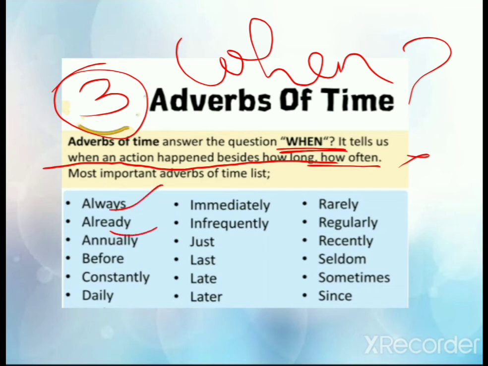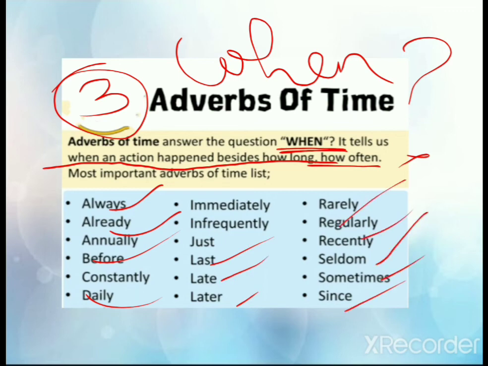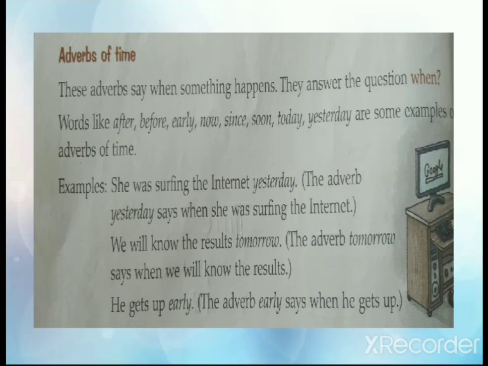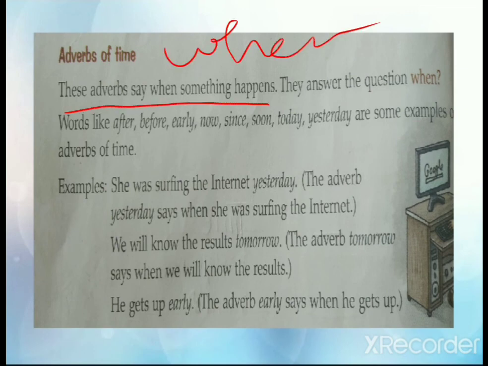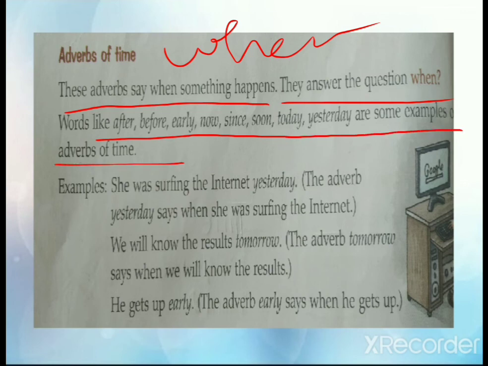See, always, already, before, daily, last, late, later, rarely, regularly, seldom, sometimes. So if you say, I always visit Baroda. Visit is the action, right? Always becomes over here the adverb of time. Okay, so let us see with some examples. These adverbs say when an action happens. They answer the question when. Words like after, before, early, now, soon, today, yesterday are some examples of adverbs of time.